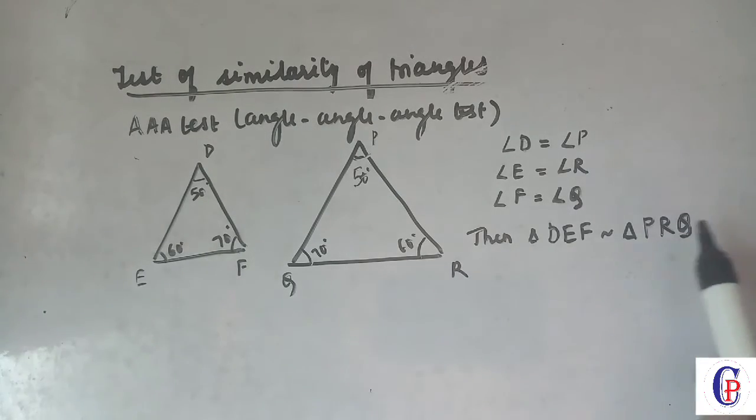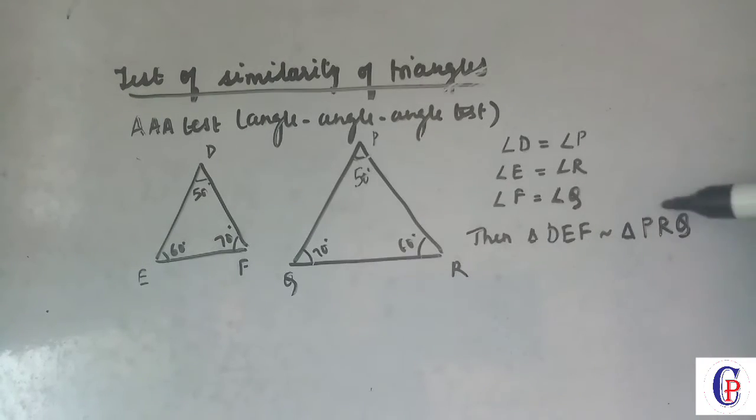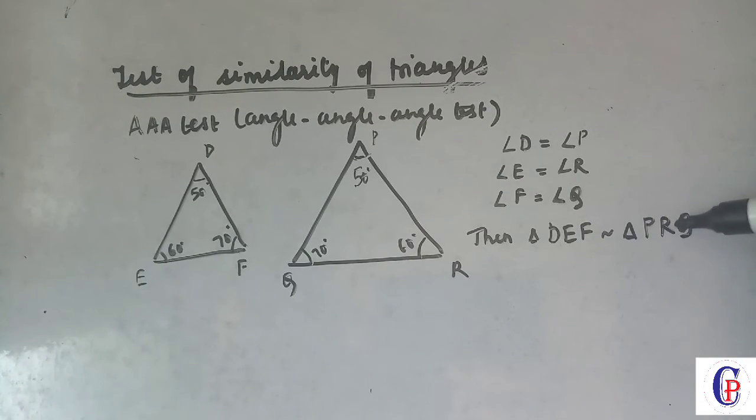You cannot write in alphabetical order. You have to see which corresponding angles are equal, and as per that we have to arrange the name of this triangle, because if you don't write this properly according to their corresponding pairs, then our answer would be wrong.